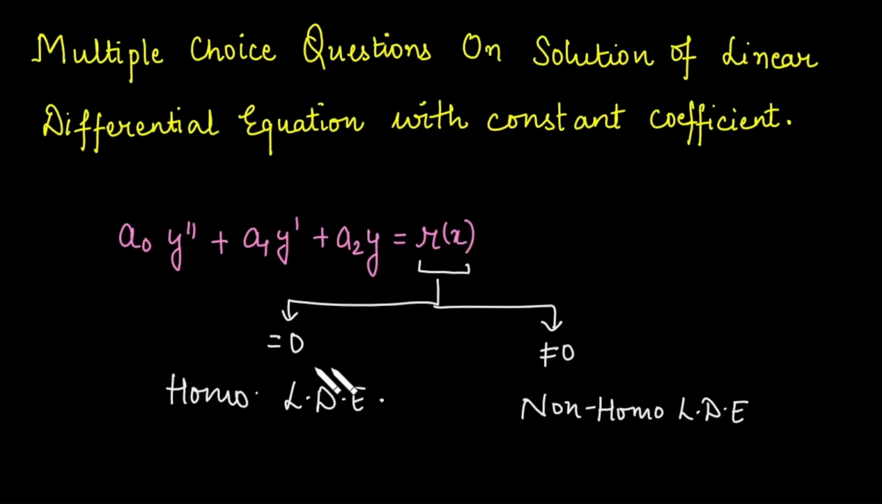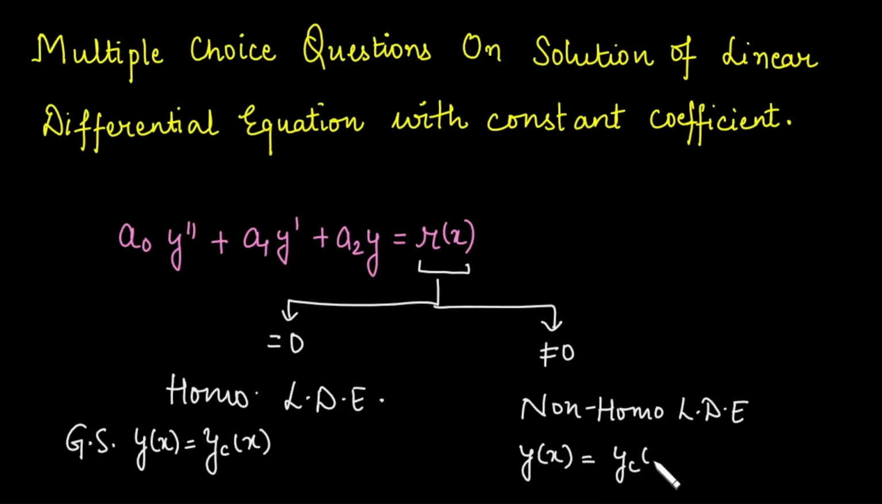In case of a homogeneous linear differential equation, the general solution is written simply as the complementary function, whereas in case of a non-homogeneous linear differential equation, the general solution is calculated as the complementary solution plus particular integral. For more details on the complementary function and the particular integral, the links are given in the description.